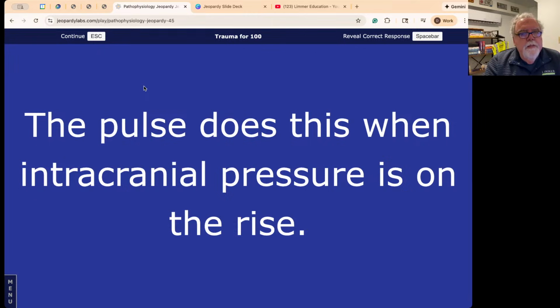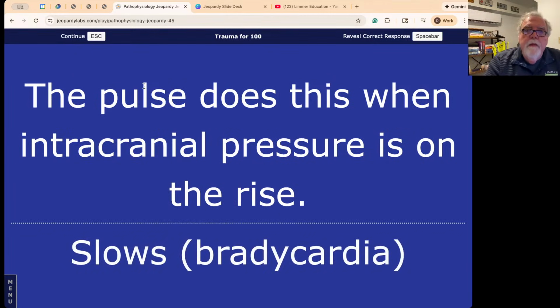The pulse does this when intracranial pressure is on the rise. And we're getting largely correct answers here. Sophia, hers really declines. Lots of E's on the end of that one. There's a comment here. It decreases because all the blood is in the brain. Let me tell you about that. Let me give you the answer first. How's that? It slows, becomes a bradycardia.